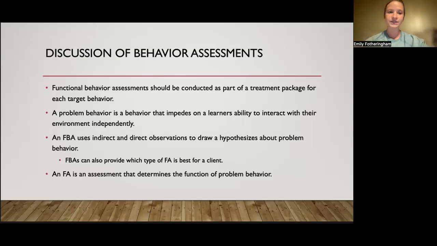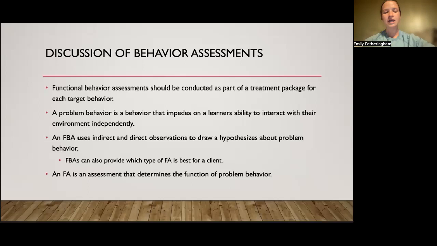A problem behavior is a behavior that impedes on a learner's ability to interact with their environment independently, meaning that it could be disruptive, harmful to the client, harmful to others, something that the family culturally feels is important to decrease. The applied dimension of ABA notes that behavior change should be socially significant. When defining problem behavior, it is important to remember that each culture may define a problem behavior differently.